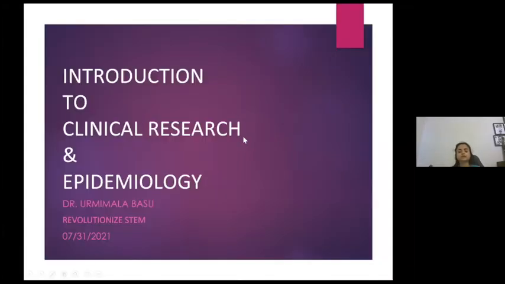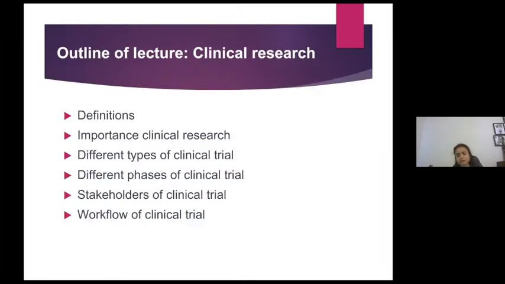All right, so like I said, this is a very general introduction to clinical research and epidemiology. So first, let's look at some definitions. There will be two major sections, clinical research and epidemiology. Under clinical research, we'll go through some definitions, why it's important to do clinical research, different types of trials, different phases of a trial, stakeholders in a clinical trial, and workflow of a clinical trial.